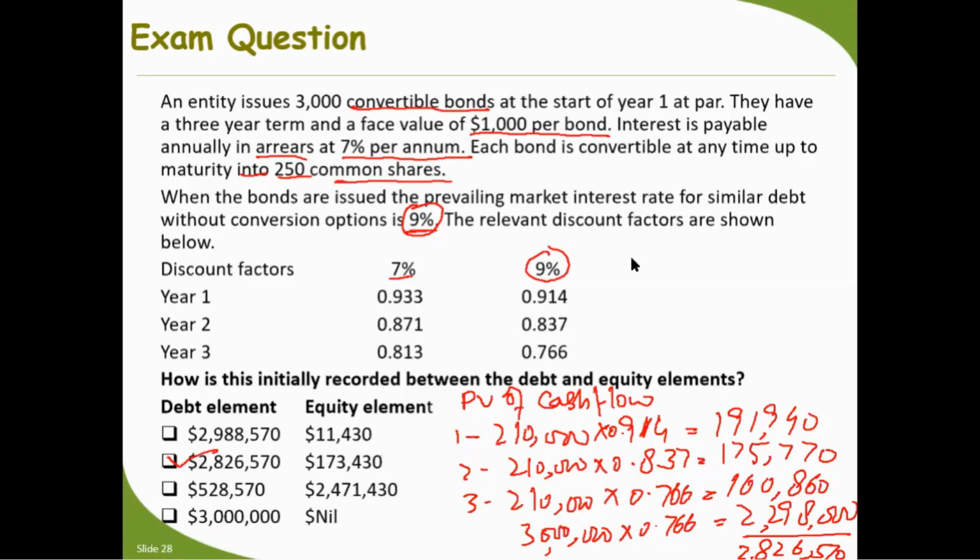The equity element is the initial cash proceeds, which is 3 million, minus the debt portion of 2,826,570. It is equal to 173,430. So our answer is counter-verified as B. But even without calculating the equity element, the answer which we have calculated is only this figure. So our answer is B.